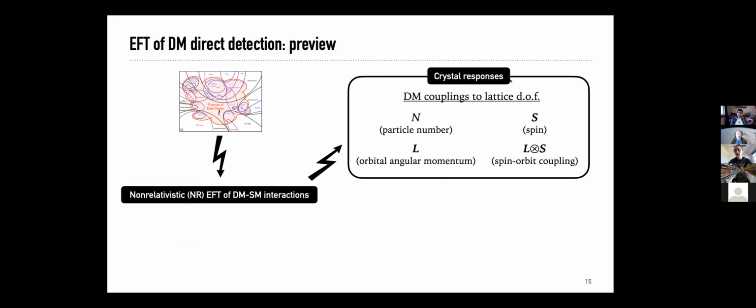And very intuitively, we can imagine that the lattice degrees of freedom that the dark matter can couple to would include the particle number, how many protons, neutrons, electrons there are in each ion, the total spin, orbital angular momentum, and spin orbit coupling. And in fact, these are exactly the quantities that will show up in the EFT expansion at leading order, as I will show very soon.